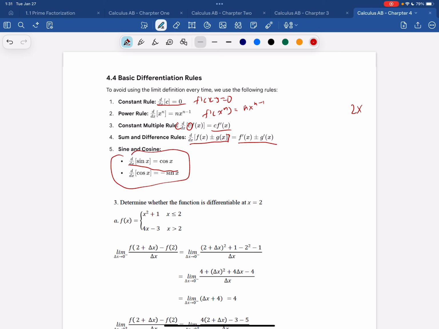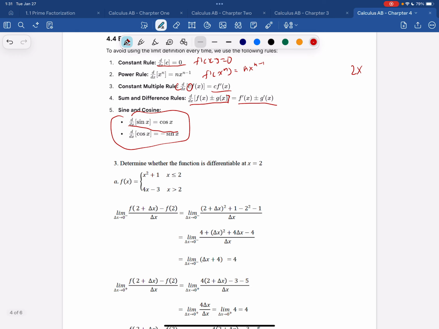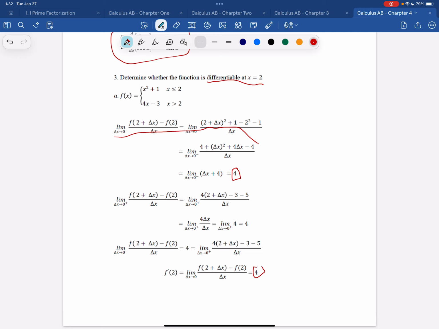Okay, so question 3 here asks us to determine whether the function is differentiable at x equals c. First we want to know if the right-hand limit and the left-hand limit are equal. What differentiable means again is that the derivative is continuous. So we find the derivative and check if it's continuous. One side lands at 4, the other side also lands at 4. So that means it is differentiable.